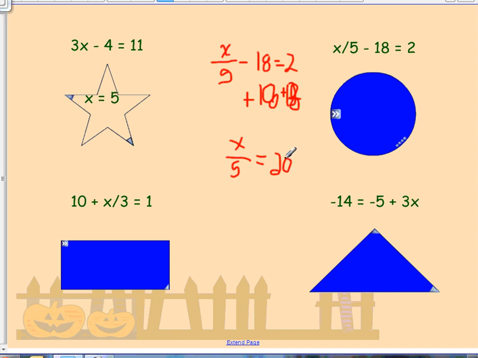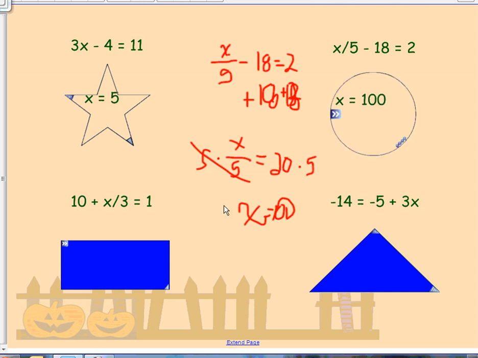Okay. All right, now because the relationship between x and 5 is division, we're going to multiply each side by 5 to get x alone. Okay, those go away. And we have x equals 20 times 5, which is 100. We're correct. All right, so if you want, you can try these two bottom equations by yourself in your notes for some additional practice. They are pretty simple and straightforward, okay?